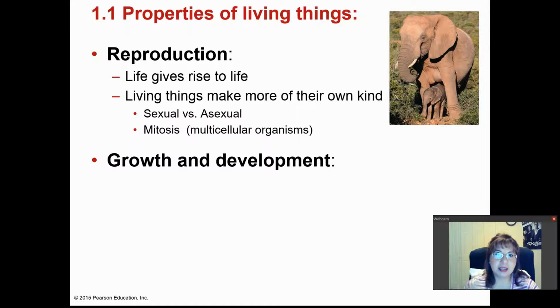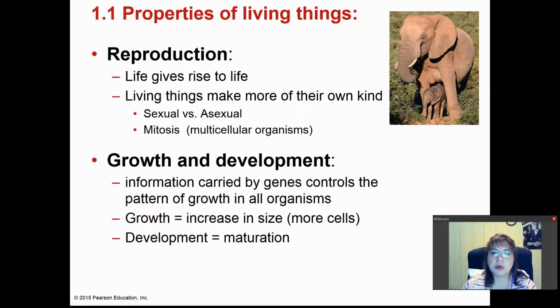Just something to think about, different types of reproduction. We also say that living things grow and develop. Now, growth and development occurs because you have information in your genes, deep in your DNA. And those genes control the pattern of growth and change in all organisms. When we think of growth and development, these are connected, but they're not exactly the same thing.